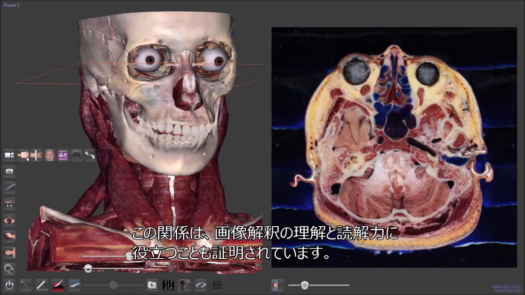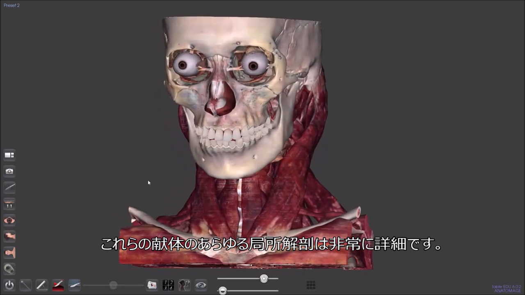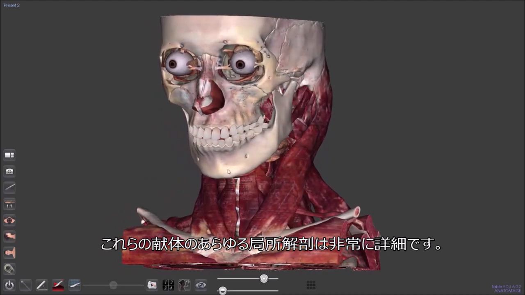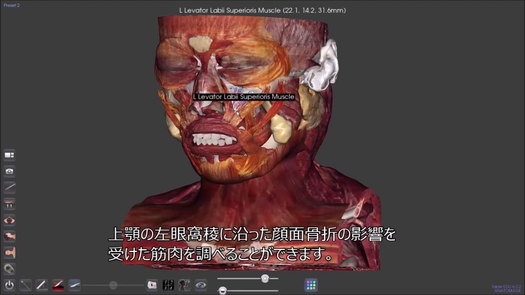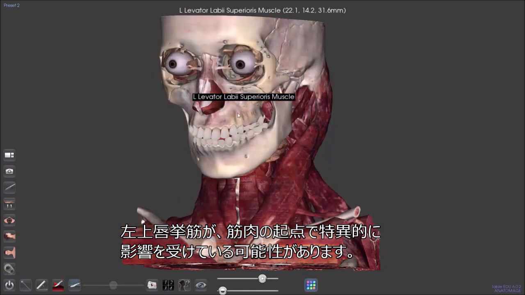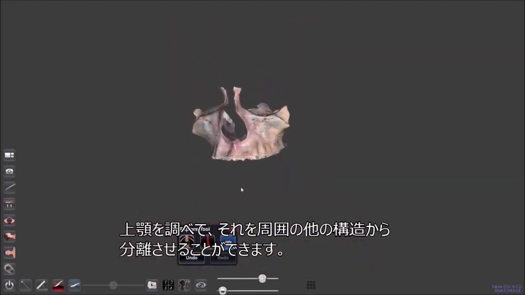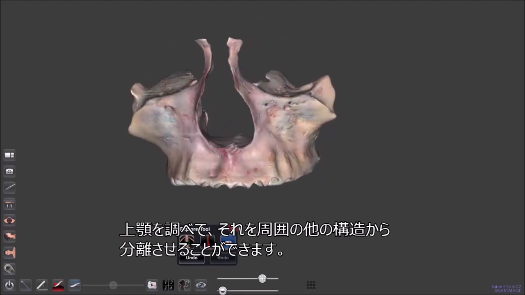Every region of these cadavers is highly detailed. We can examine the muscles affected by the facial fracture along the left orbital crest of the maxilla. We can see that the left levator labii superioris muscle could have been affected, specifically at the origin of the muscle. So we can examine the maxilla and have it be isolated from the rest of the structures around it. With the maxilla isolated, we can start to take a look and dive into more details of this structure.